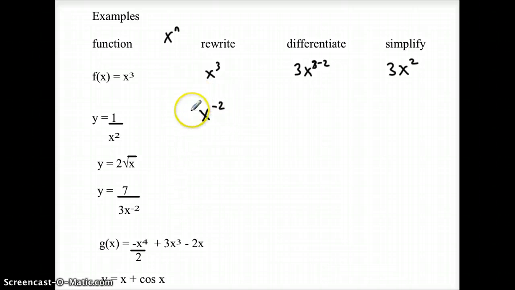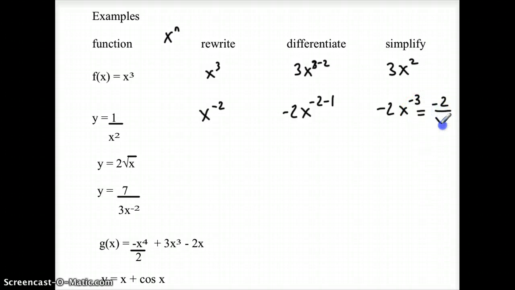So put the power out in front as the coefficient and subtract 1 from the exponent. Now careful, what's negative 2 minus 1? It's negative 3. And then you may need to simplify again to rewrite it. Negative 2 over x to the third is your final derivative.